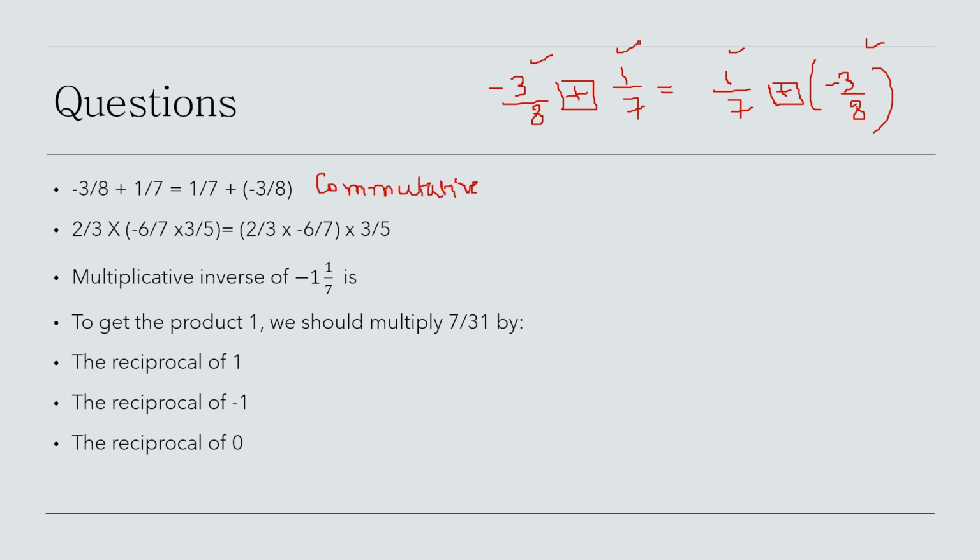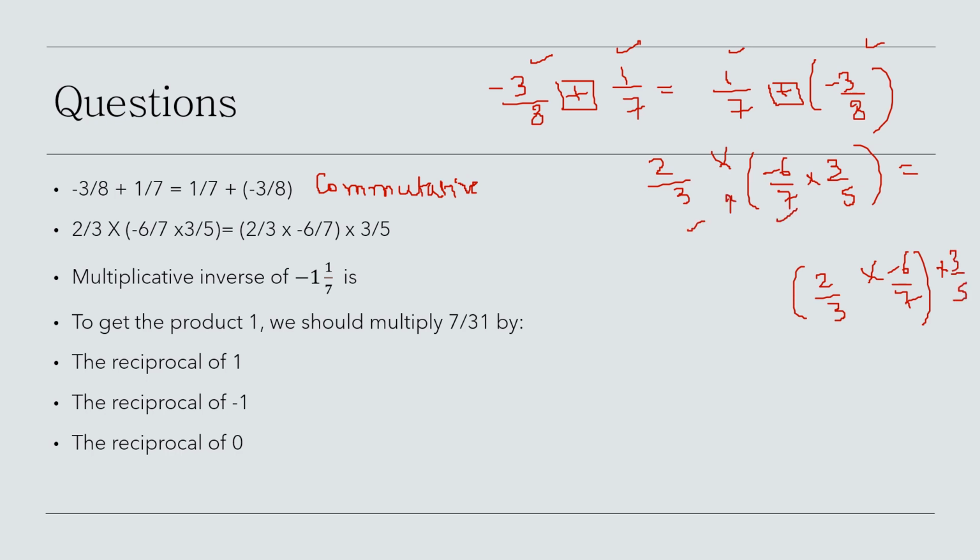Now tell me which property it is. 2 by 3 multiplied by minus 6 by 7, multiplied by 3 by 5, equals 2 by 3 multiplied by minus 6 by 7 multiplied by 3 by 5, with different grouping. Can you see this is multiplication? You have 3 numbers and you are pairing up 2 numbers. Firstly minus 6 by 7 and 3 by 5, and then 2 by 3 and minus 6 by 7. You are changing the grouping. So it is associative, right?